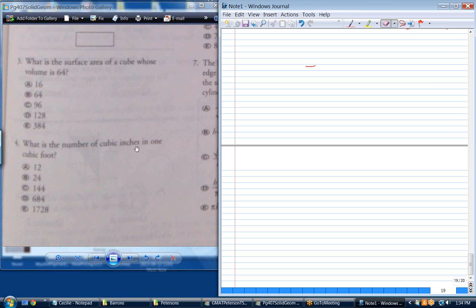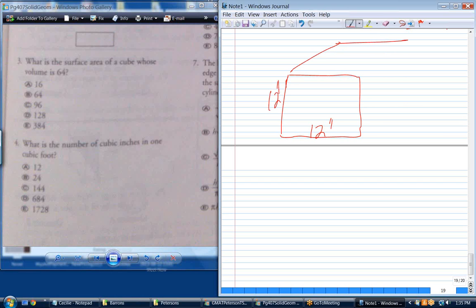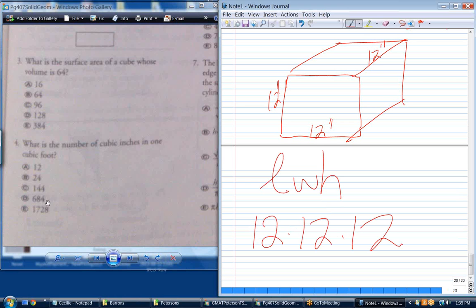What is the number of cubic inches in 1 cubic foot? Oh, gosh. Well, if there's 12 inches to 1 foot. Right? So the number of cubic inches, what I've drawn here is a cubic foot. Right? Because it's 1 foot by 1 foot by 1 foot. So how many cubic inches is that? 36. It's length times width times height. Oh. 12 times 12 times 12. What answer is that?